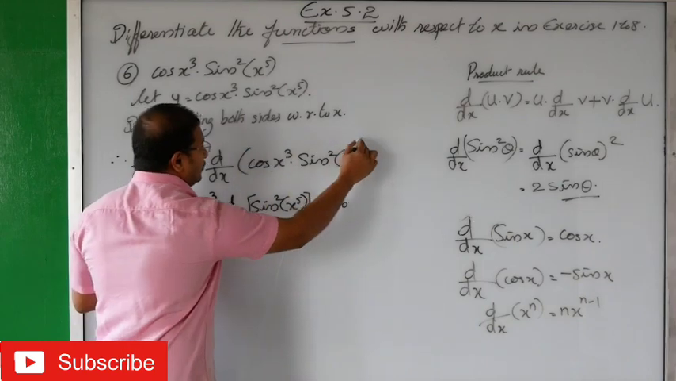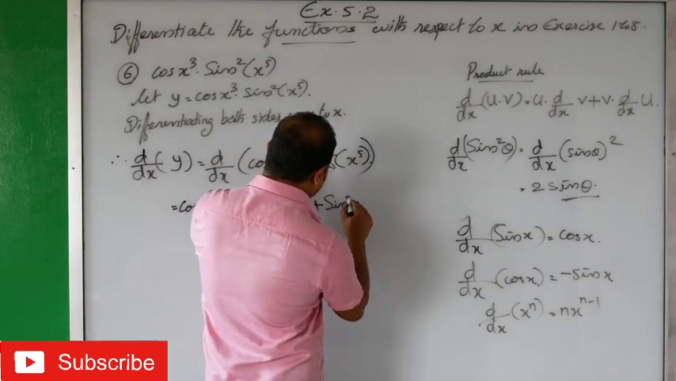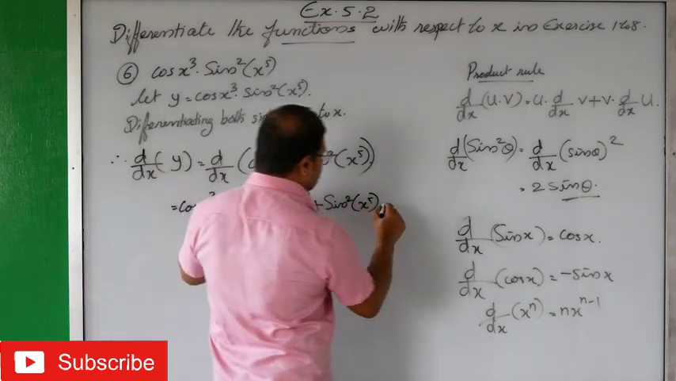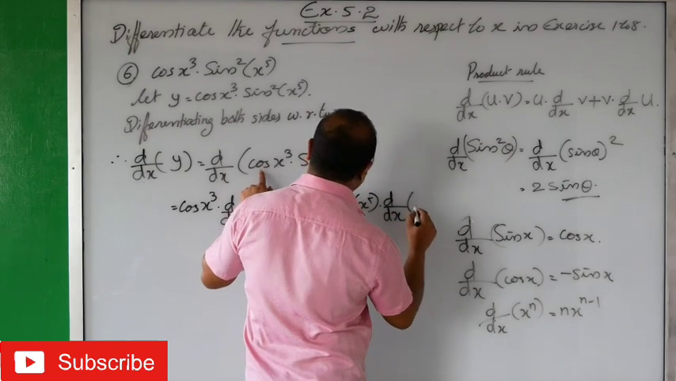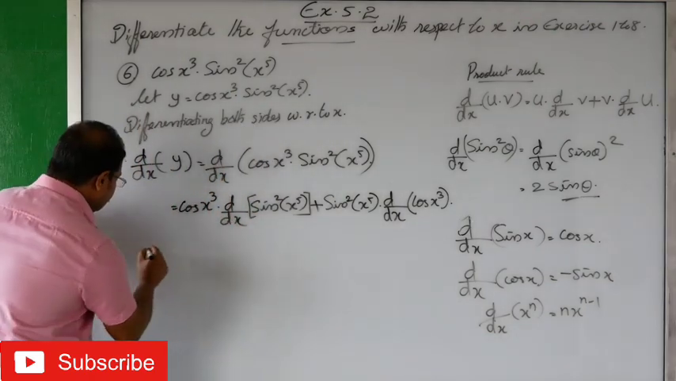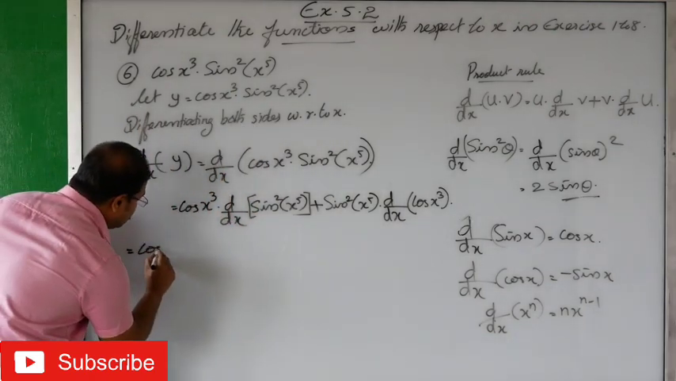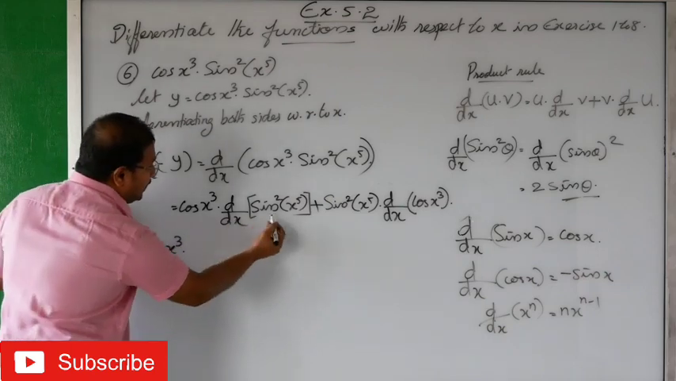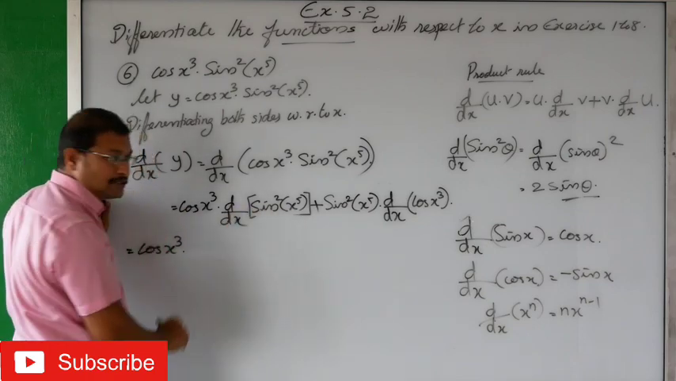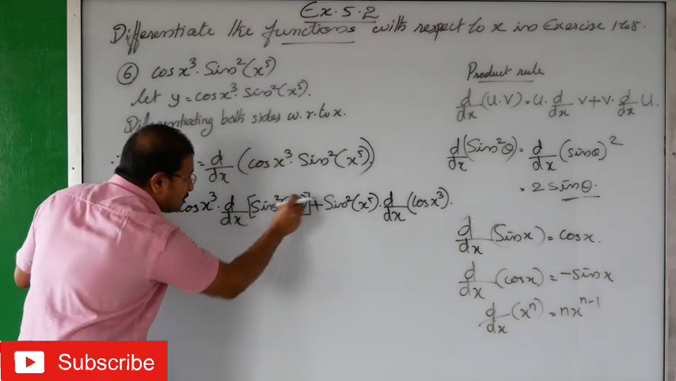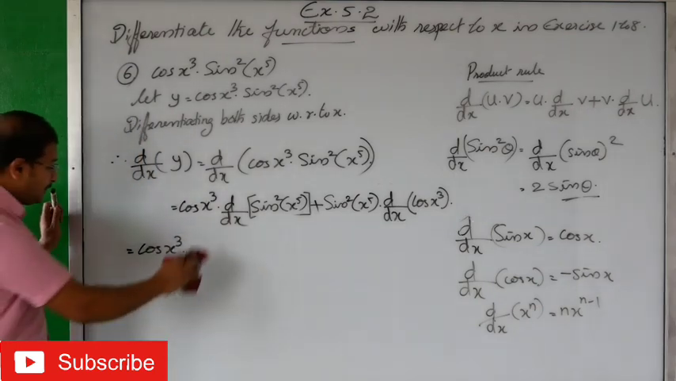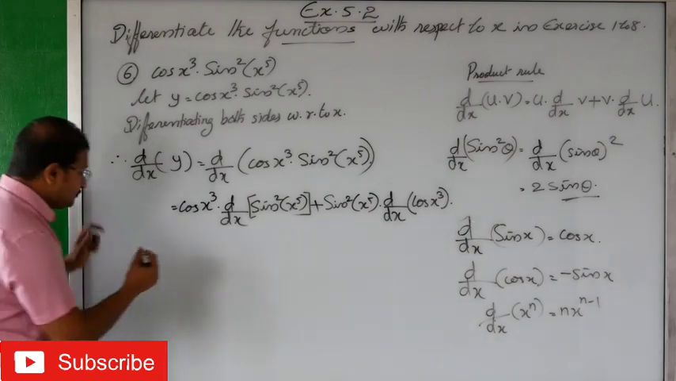plus second into, there should be one more bracket here. Second means sine square into x raised to 5. This is second into derivative of the first. What is the first one? Cos x cube. Ready? Equals cos x cube into derivative of sine square x raised to 5, means what? 2 into sine x. Ready? Sine x means x square.